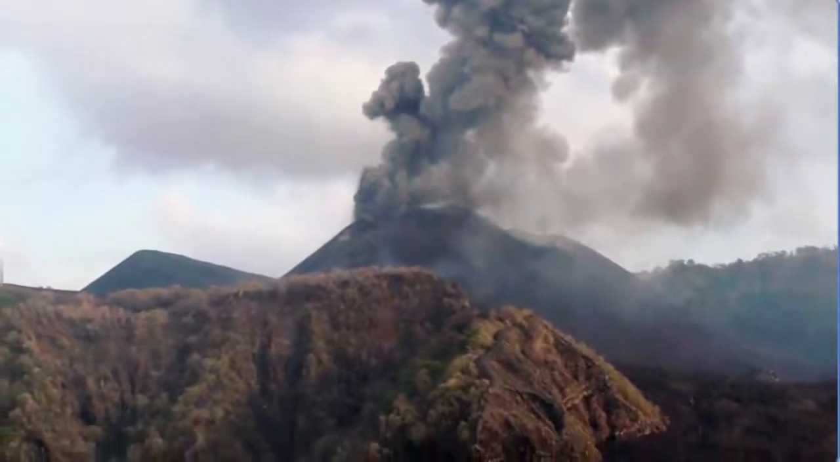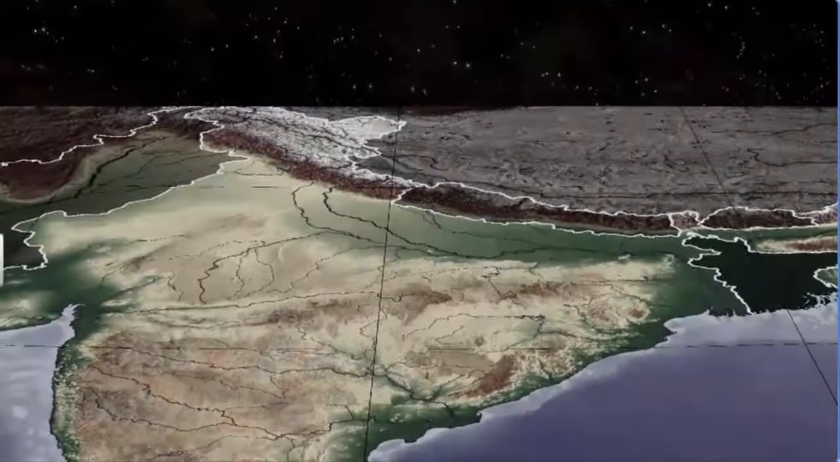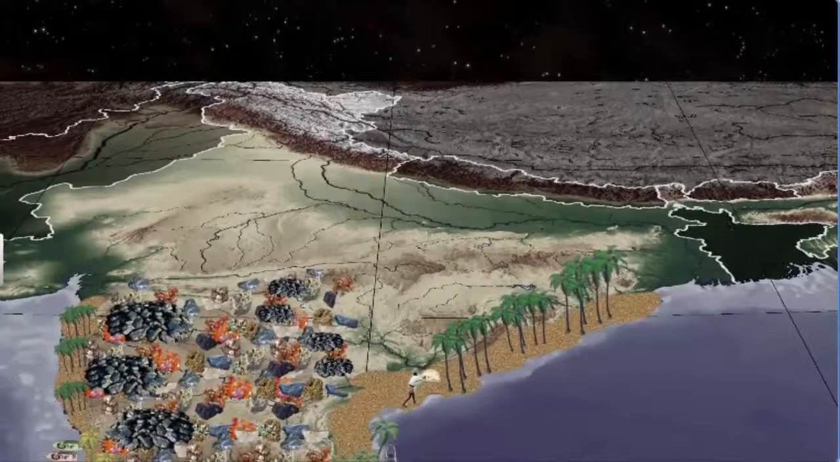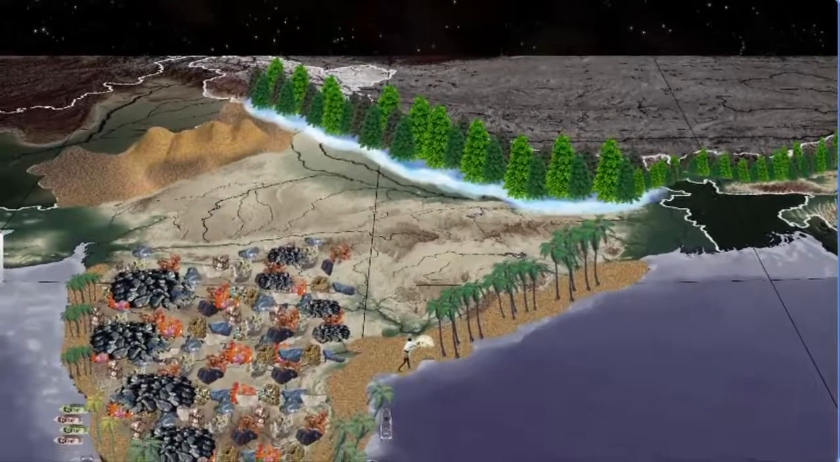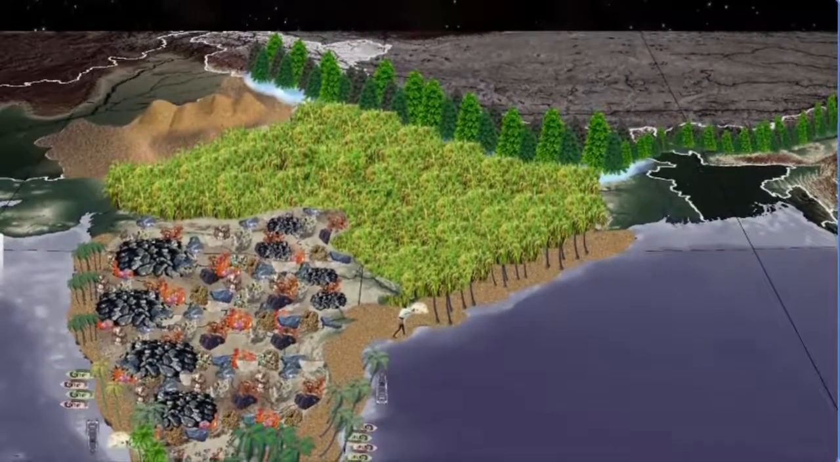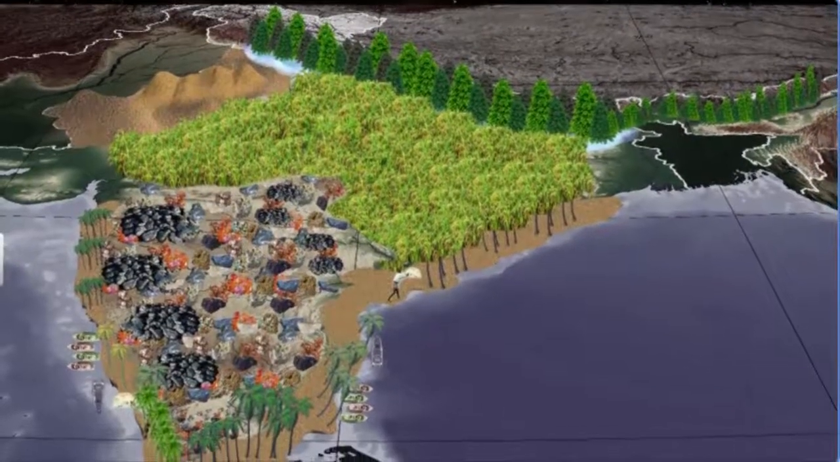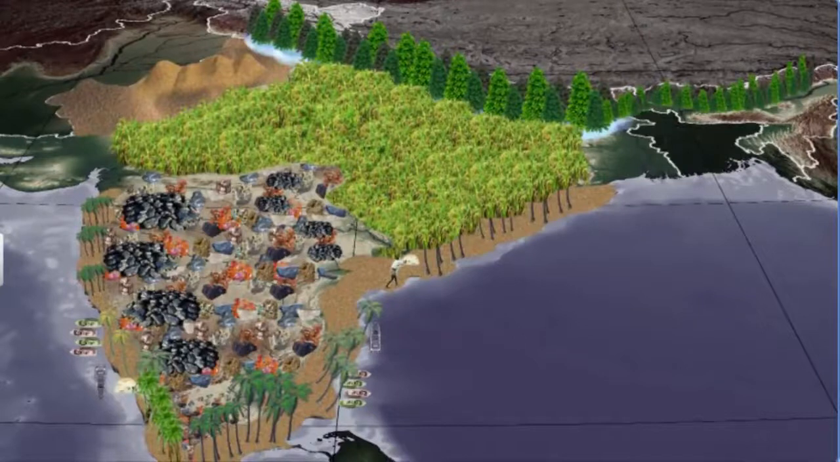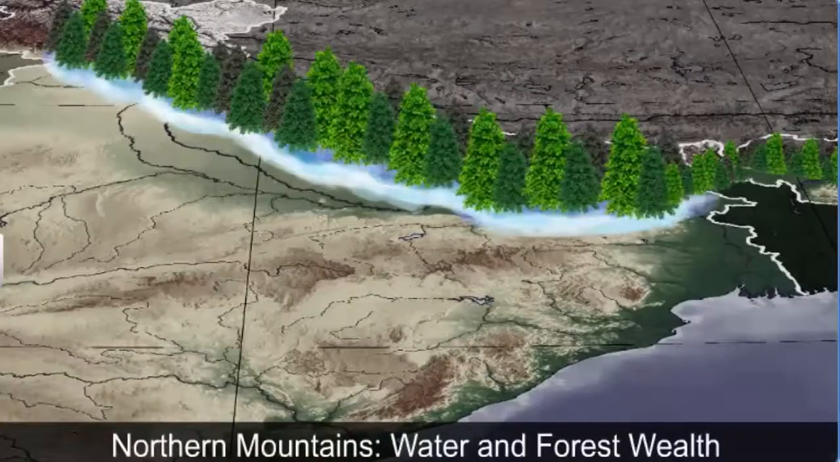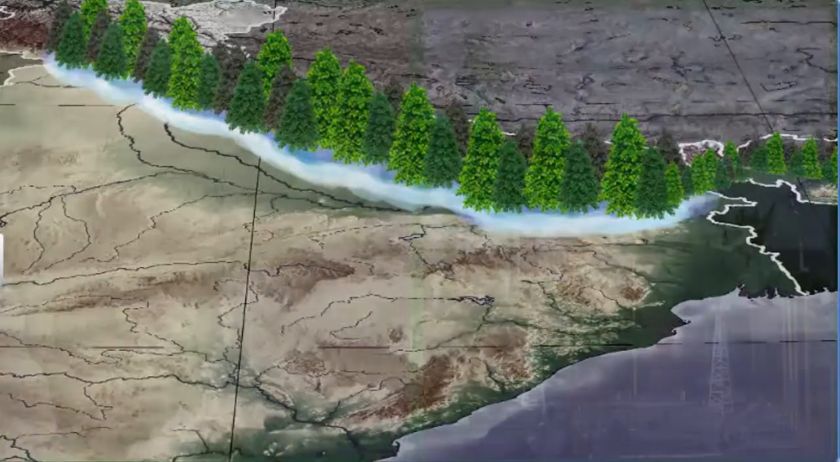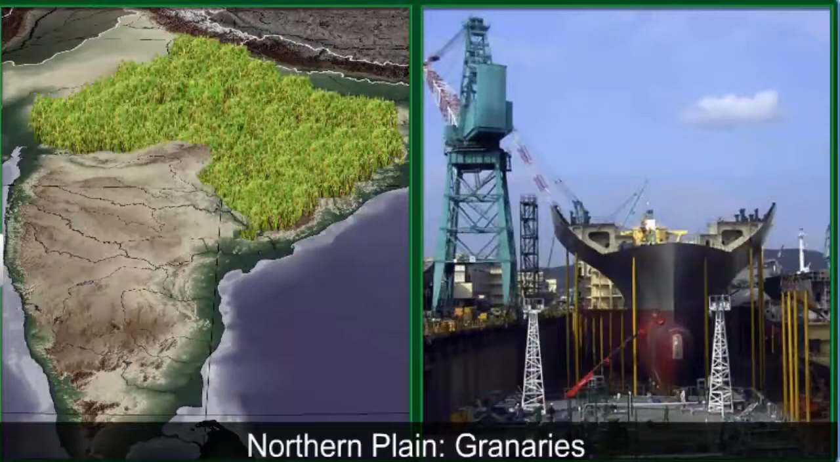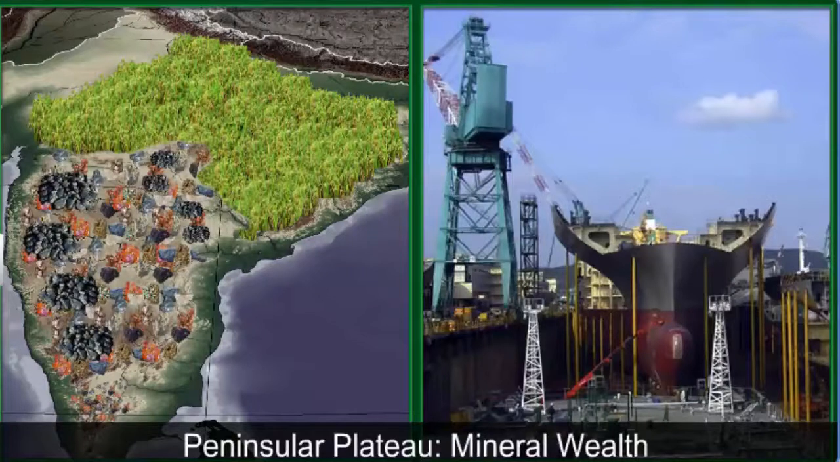Each physiographic unit of India complements the others by providing valuable natural resources to the country. Let's take a moment to recollect the contribution of each unit to the development of the country. As you may remember, the northern mountains are the major sources of water as well as forest wealth. The granaries of the country lie in the northern plain, while the plateau provides vast mineral wealth to the country. These minerals have played a vital role in the country's industrialization.